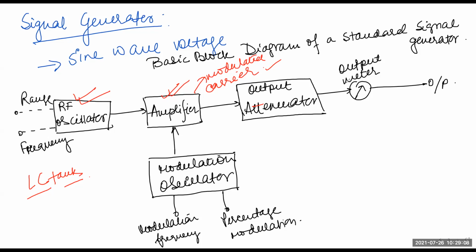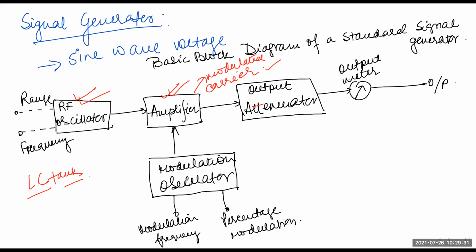You can see here some extra components apart from this. The RF oscillator will be there, that's a very constant component. RF oscillator and amplifier are very constant components. Our main thing is modulation. Modulation is very important, and calibration definitely. So these things are there. Today I can't show you that picture.